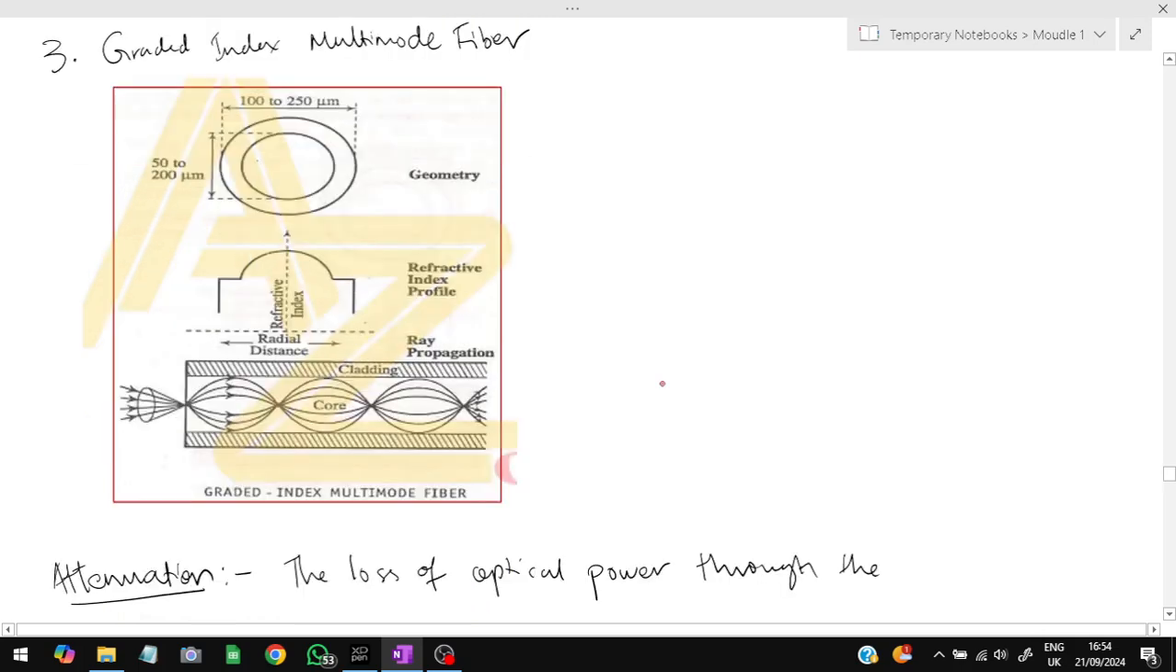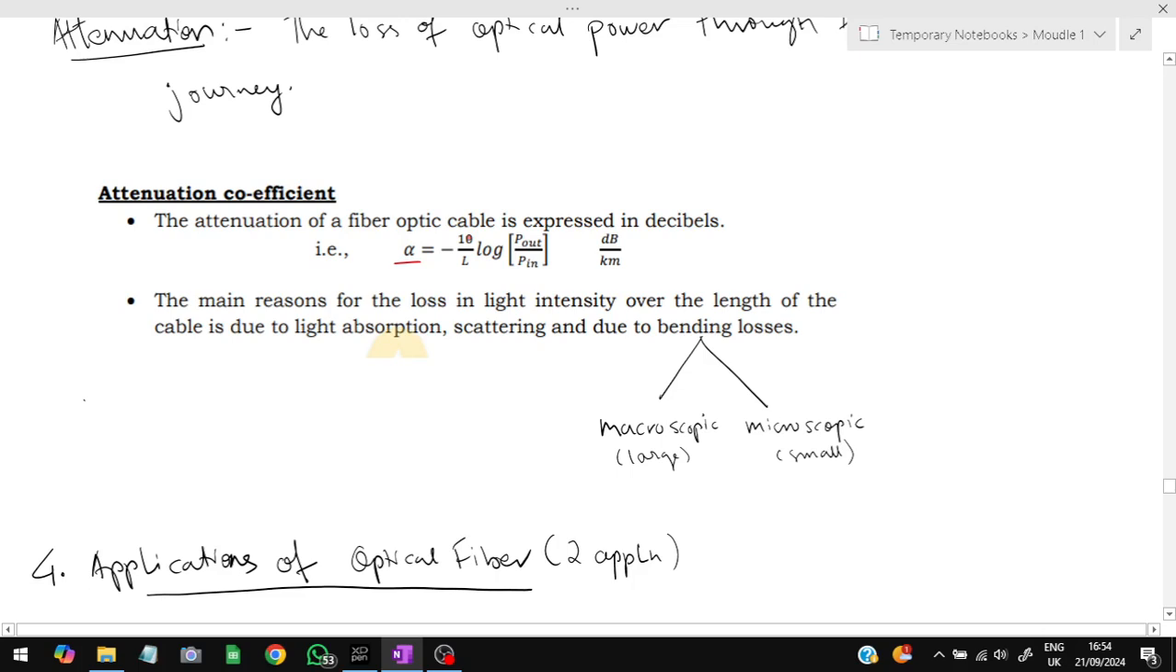Then we have attenuation. Attenuation is the loss of optical power through the journey. This is a very long journey and light will be going from here, losing its power. So how does it lose its power? There are three main factors due to which it will lose its power. This is the coefficient alpha, minus 10 by L log P out by P in, and it's expressed in decibels. The first is light absorption, second is scattering, and third is bending losses.